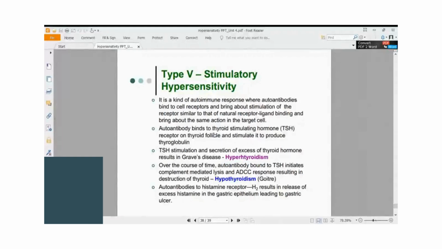Now this thyroid stimulating hormone receptor, once in a while, due to autoimmune response, gets bound by an antibody. The antibody to the TSH receptor, after binding, will stimulate the thyroid follicles to produce the thyroid hormone in the same manner as though the TSH hormone had bound.